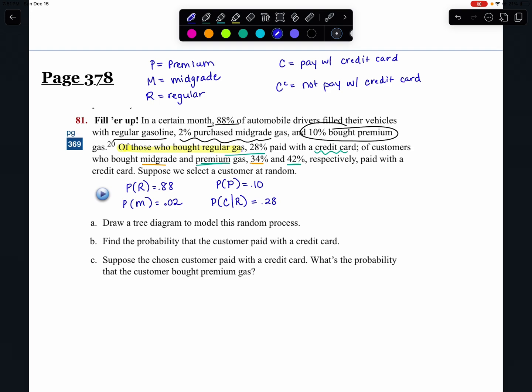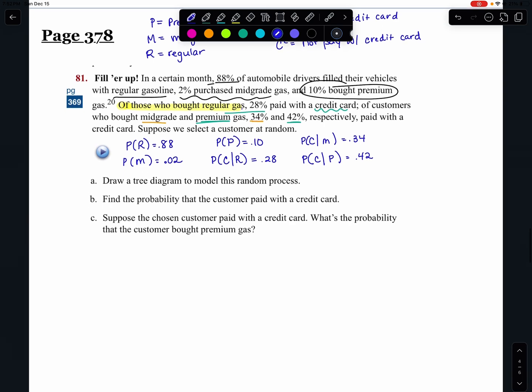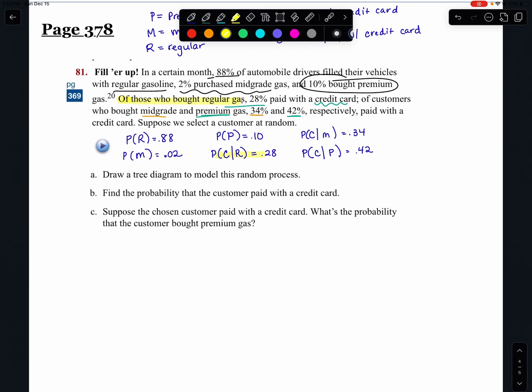Then they also gave us the mid-grade and premium, those who got those types of gas that paid with a credit card. So paid with a credit card given that they got mid-grade is going to be 0.34, and the probability that they paid with a credit card given that they got premium was 0.42. Okay, so we have all of that handed to us in that paragraph. As soon as you see a bunch of conditional probabilities, that is going to be a scenario for Bayes' law.